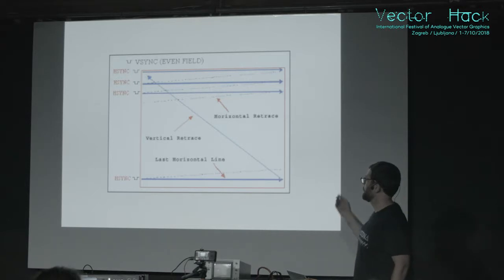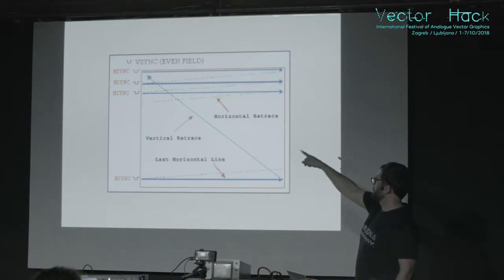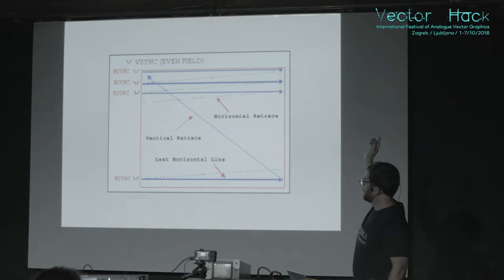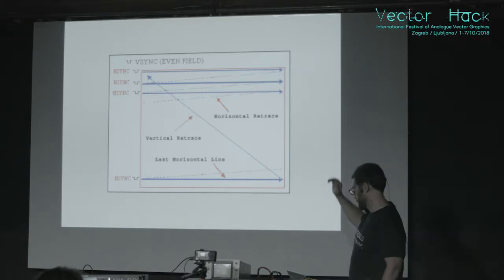Here's a diagram of that again. H-sync pulse, sweep, scan line, retrace back to the beginning. H-sync pulse, scan line, retrace back to the beginning. We get to the bottom. There's another pulse. It tells us where the end of the frame is. Then the entire thing starts over again.